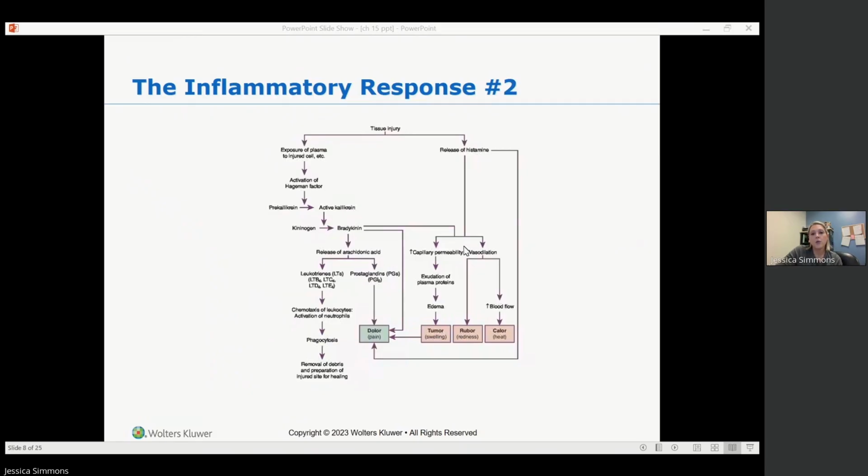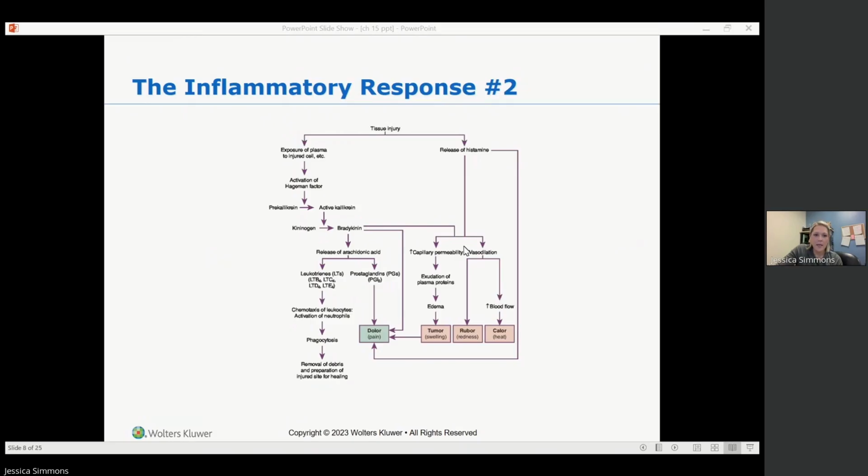This picture shows how it all starts. It all starts with an injury to the tissue. There is a release of histamine. That release of histamine then cascades down into vasodilation and capillary permeability. You have loss of plasma proteins, and then you have swelling. Vasodilation leads to redness, and increased blood flow leads to that area of the body feeling warm. And then all of these things lead to pain.